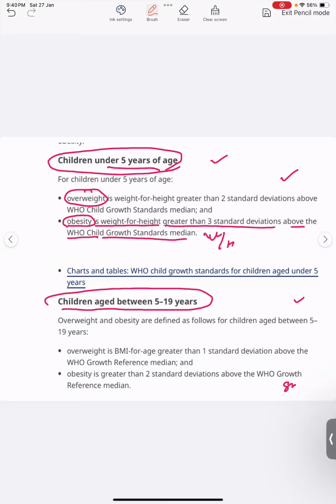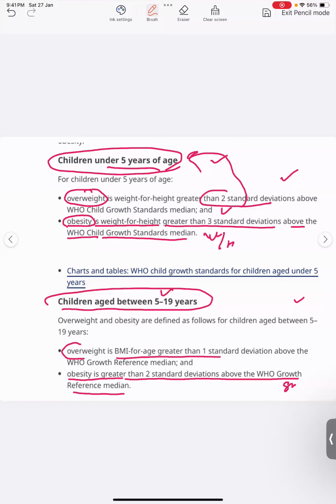Okay. What about the 3 standard deviation? That is for your children who are less than 5 years. For those between 5 and 19 years, obesity is greater than 2 standard deviation above the WHO growth reference medians. Okay, this is the difference. Overweight in under 5 is greater than 2 standard deviation, and between 5 and 19 years, overweight is BMI for age greater than 1 standard deviation above the reference median.